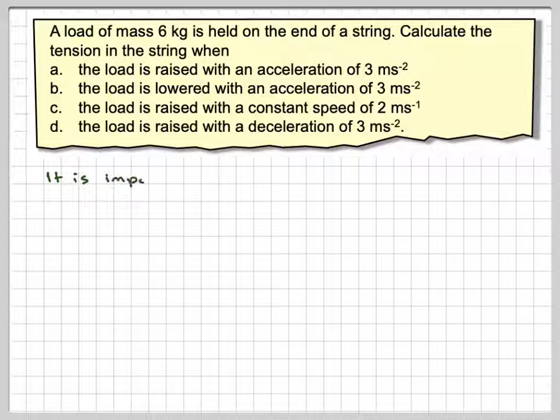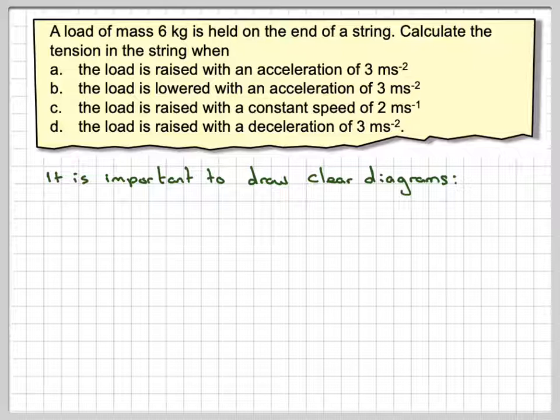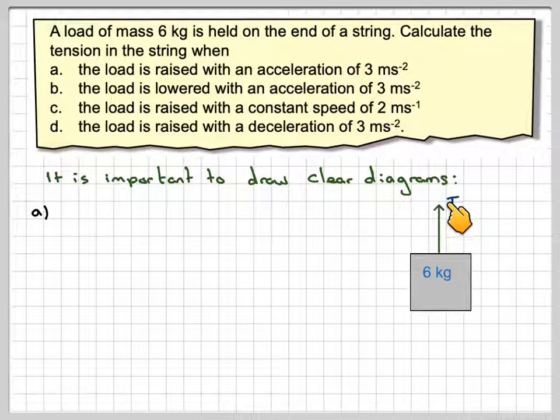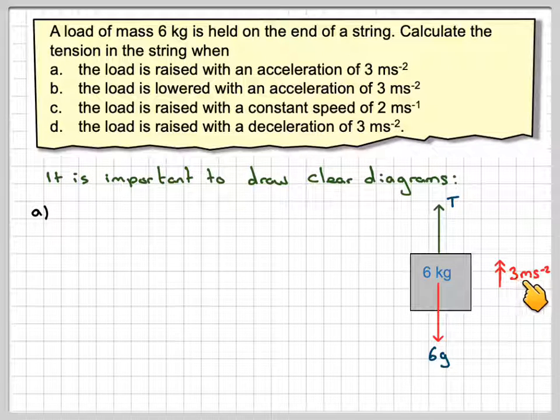What's very important in a mechanics problem is to draw a clear diagram, if appropriate. So, drawing a diagram, here's my block of 6 kilograms. Now, what forces are acting on the block? Well, we've got the tension of the string acting upwards, and the weight of the block acting downwards. And we're told that it has an acceleration upwards of 3 meters per second squared. Now, you must decide whether you're going to take upwards or downwards as positive.